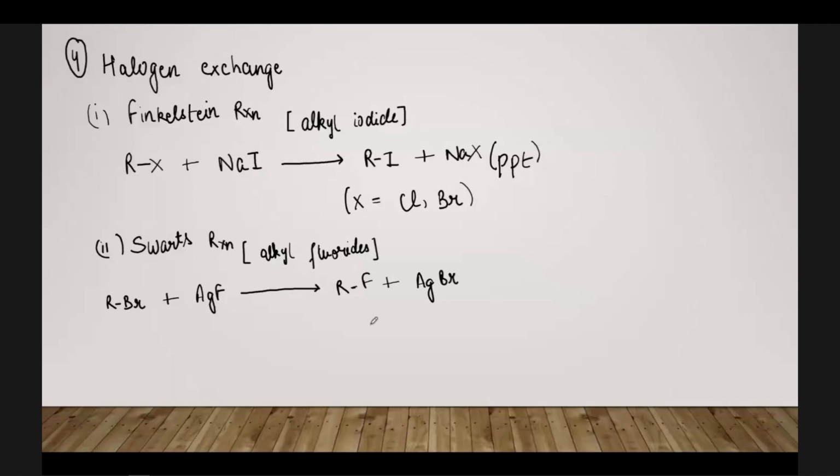It is a simple double substitution reaction, but this AgF is a metallic fluoride. I told you just a few minutes back in this lecture itself that iodine requires the oxidizing agents to be present in the reaction. Similarly, in the case of fluoride, we will require the presence of the metallic fluoride. Only then will our alkyl fluoride be formed. So here we used AgF, that is silver fluoride.